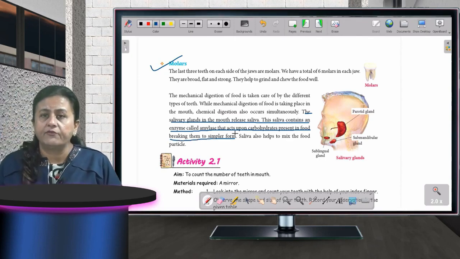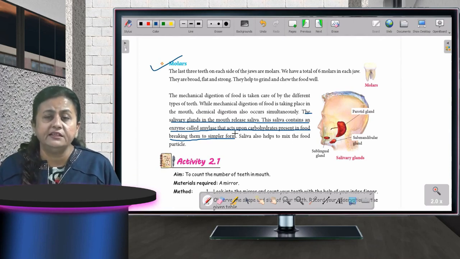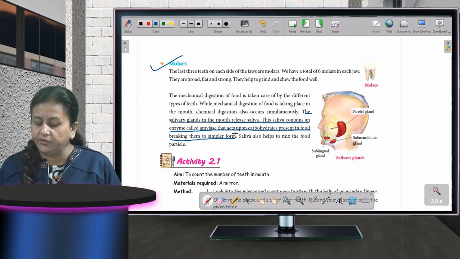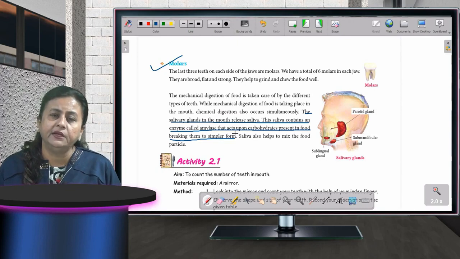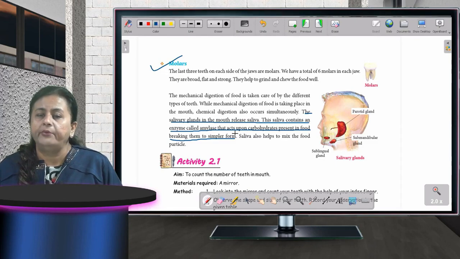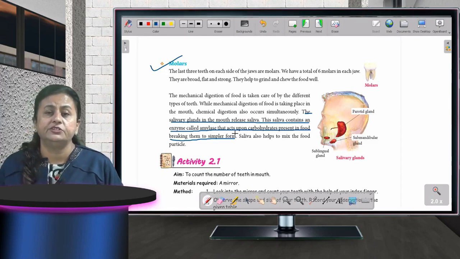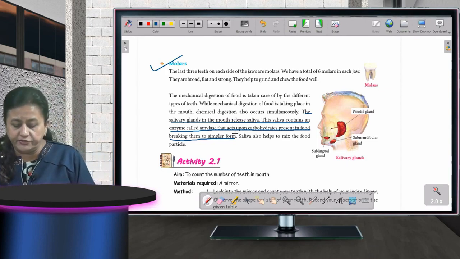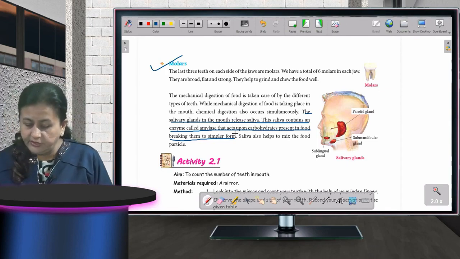This saliva has an enzyme, and that enzyme is called amylase. It is breaking down the carbohydrates in the food. Which foods are rich in carbohydrates? I'll give you an example: bread, roti. These are different things which are rich in carbohydrates. Fine, children. Now come to the next one.